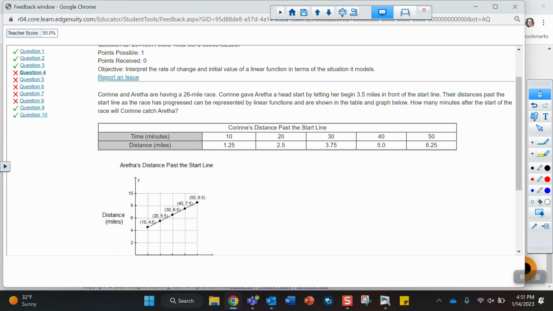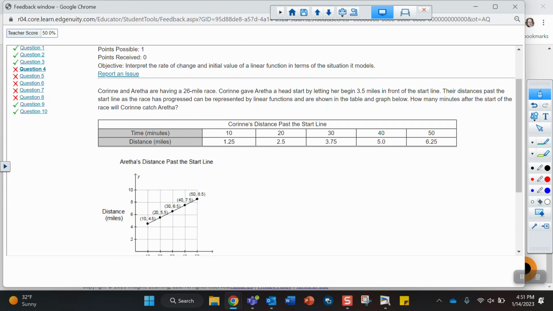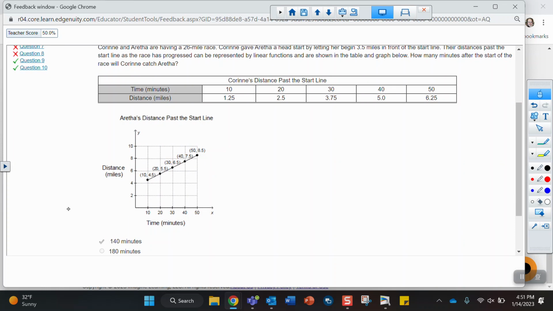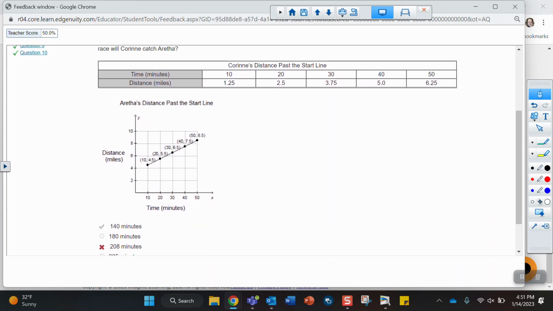So this first one is the race where Corinne and Aretha are running, but Corinne gives Aretha a head start. Corinne's information is in the table and Aretha's information is here on the graph. The question asks how many minutes after the start of the race does Corinne catch Aretha? When we talk about rate of change, we want to make sure that the relationship is proportional. If it's not a proportional relationship, then we have to try to figure out what the rate is.